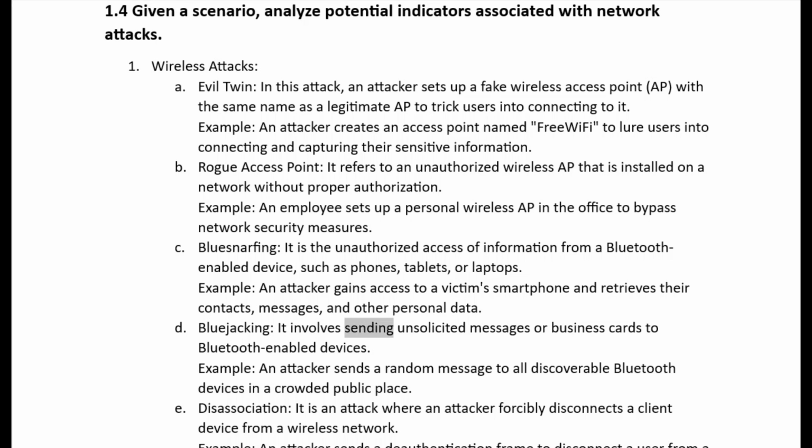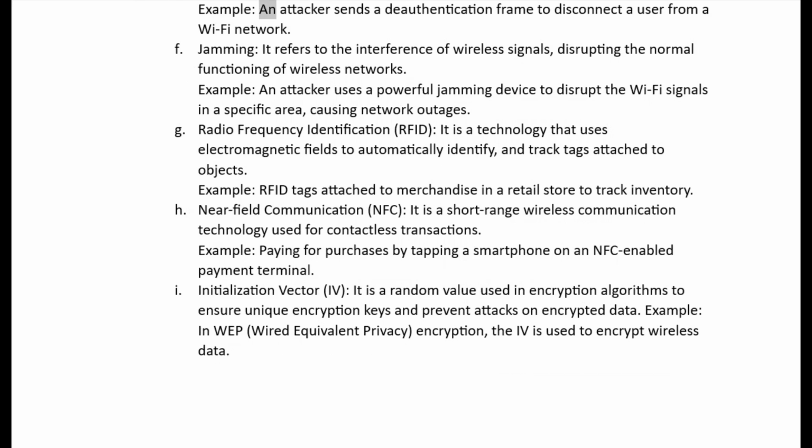Bluejacking. It involves sending unsolicited messages or business cards to Bluetooth-enabled devices. Example, an attacker sends a random message to all discoverable Bluetooth devices in a crowded public place. Disassociation. It is an attack where an attacker forcibly disconnects a client device from a wireless network. Example, an attacker sends a deauthentication frame to disconnect a user from a Wi-Fi network.